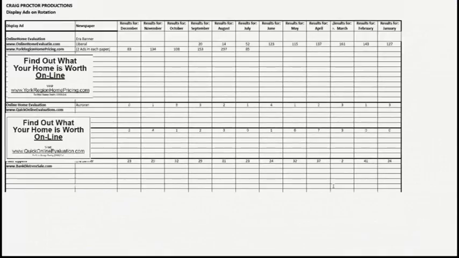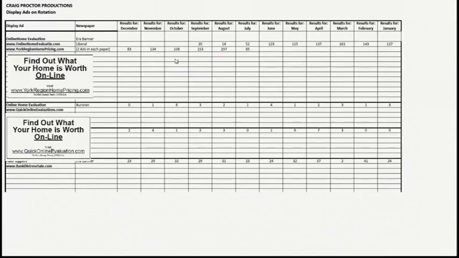Here's a report for the display ads. Okay, remember the online home evaluation campaign? York Region home pricing. If you remember, that's the ad that I'm running in the Era Banner. Okay, right here. Find out what your home is worth online. Look at the domain name, yorkregionhomepricing.com. So how well did that work?